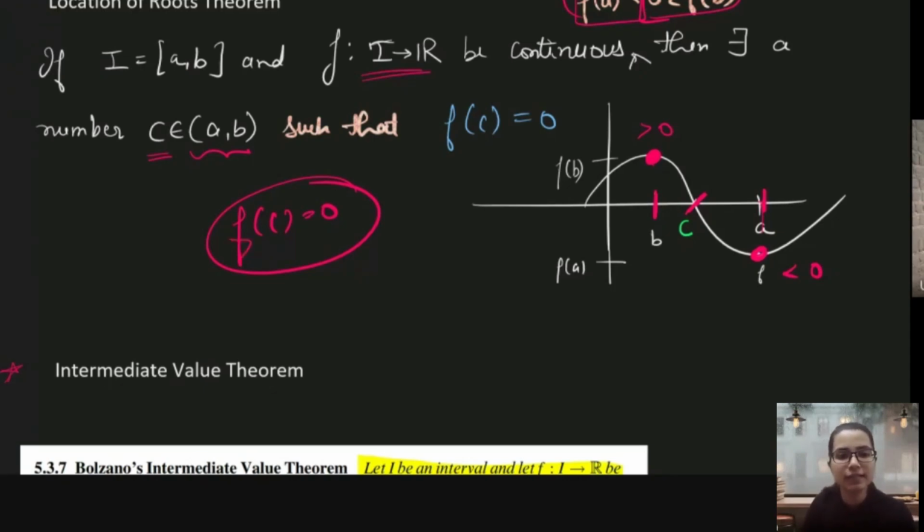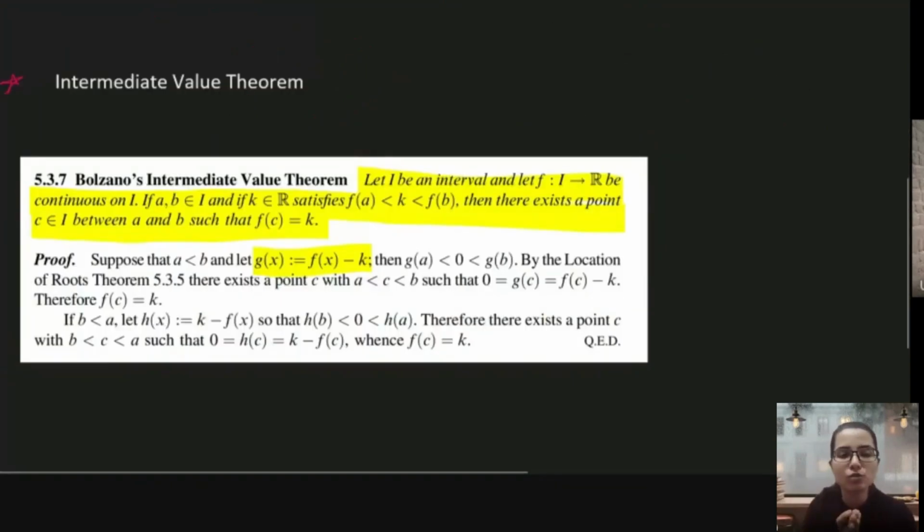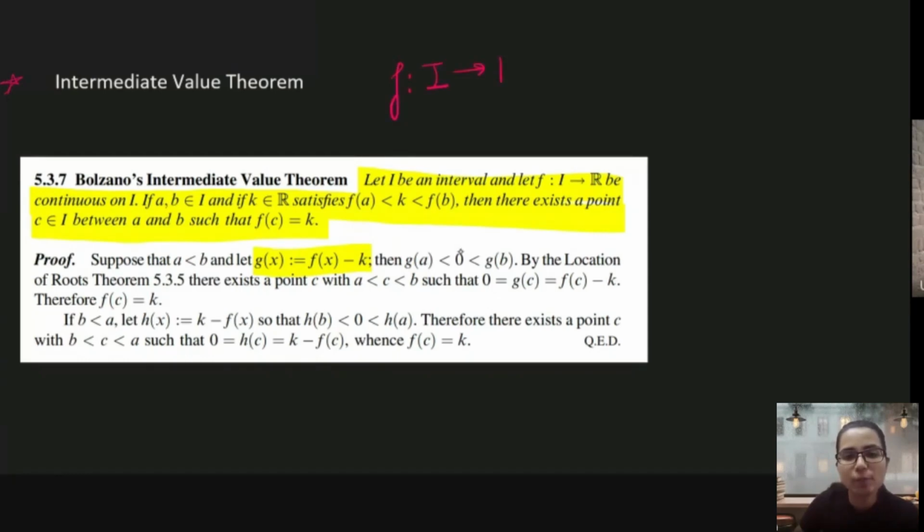And the next theorem, the intermediate value theorem, follows the idea of the location of roots theorem. It says that if I is an interval and a function is defined from I to R, and let's say some points a, b belong to I.